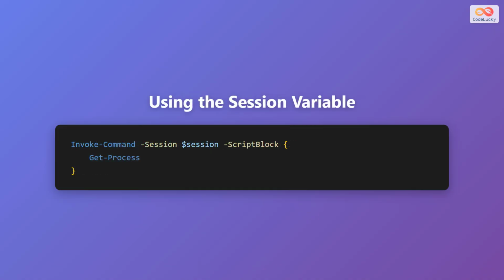Once you've stored a session in a variable, you can use it with Invoke-Command. Instead of specifying a computer name, you use the Session parameter and pass your session variable. Here we're running Get-PSSession on the remote computer using our stored session. This approach is much more efficient than creating a new connection each time.